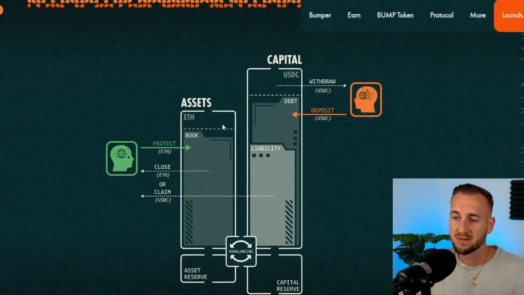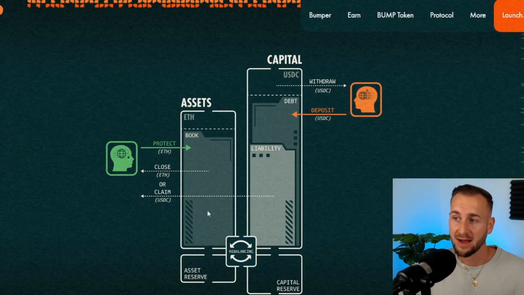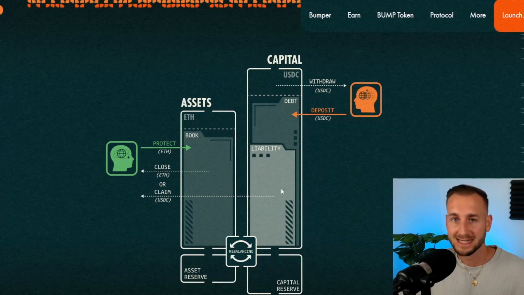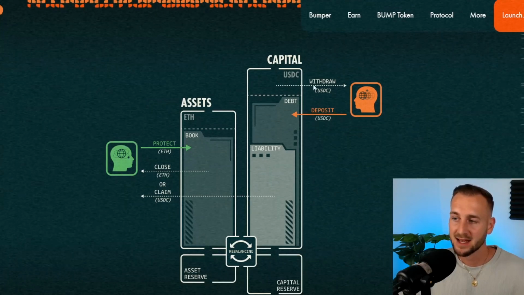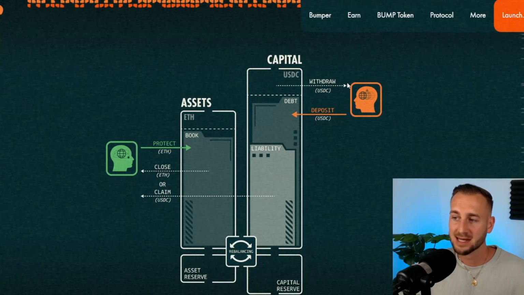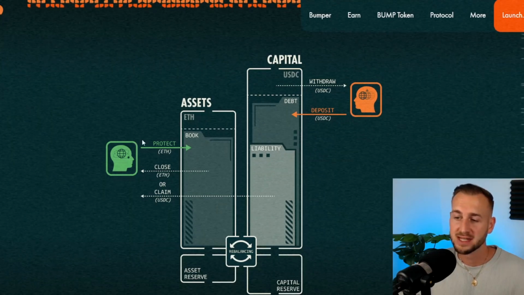As you can see, there's four pools in action here. We have the asset pool and the asset reserve. This is made up of ETH. And then on the right-hand side, we have the capital pool and capital reserve, USDC. On the left-hand side, we have the market takers, those wishing to protect their assets. And on the right-hand side, we have the market makers, those providing the USDC liquidity and that floor protection for these guys over here.